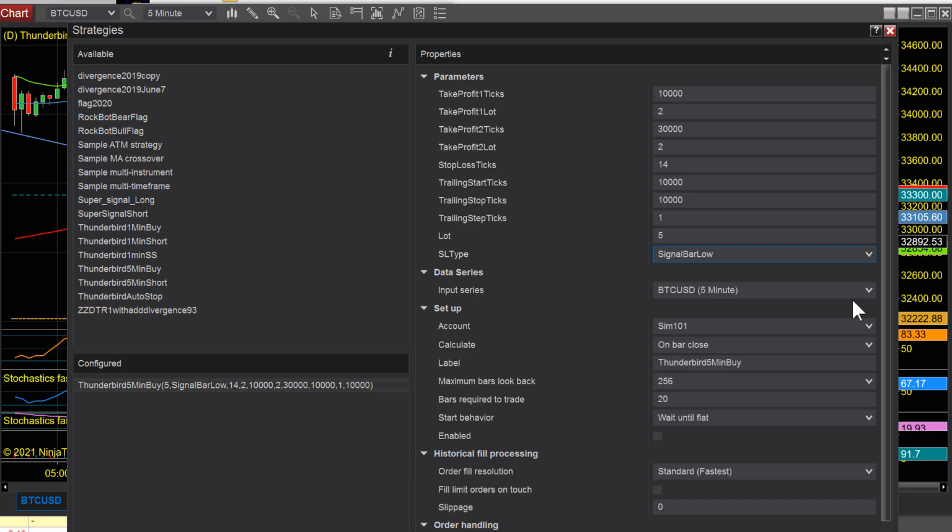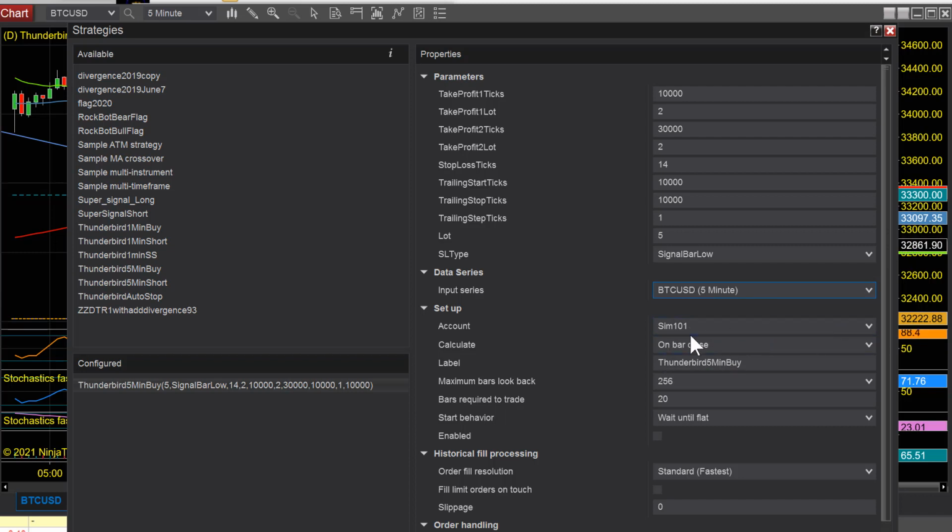Now you have to make sure you put it on the input series. You put it on the Bitcoin chart, not the ES or anything. Make sure that says BTC or whatever crypto you're trading. And I'm putting it on the 5 minute, because you want to stay longer to get the bigger moves. You don't want to play anything less than 5 minute. It's really choppy and it's very hard to do.